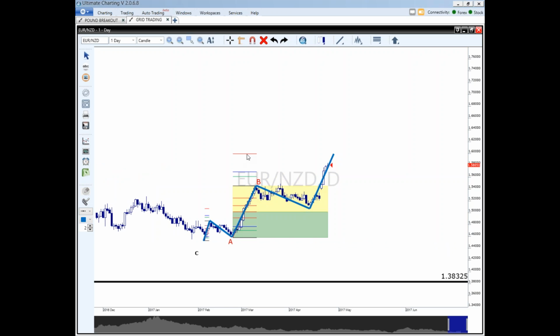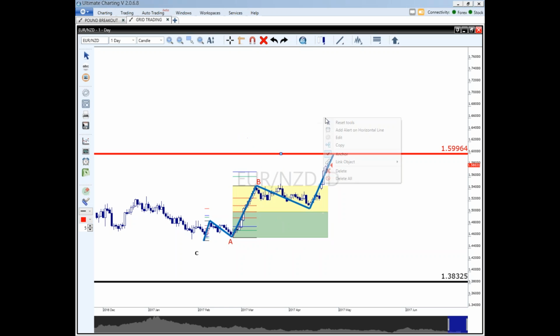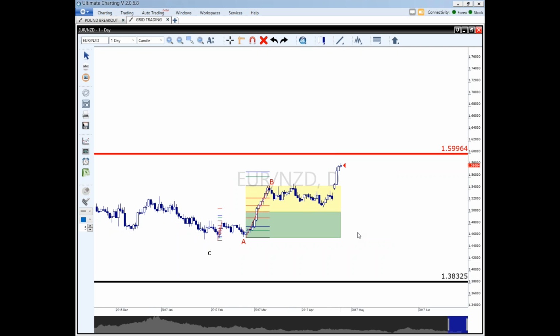It hasn't yet fulfilled that D extension, though, and the price point would be 1.59964. That would be the D extension of this move so far. Type in a Y or a yes if that makes sense.